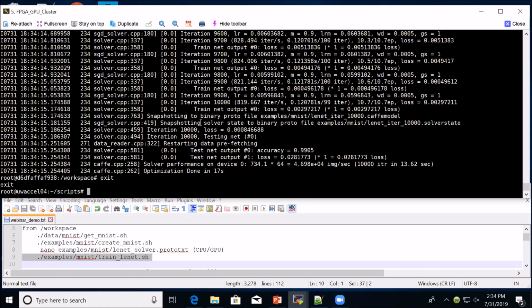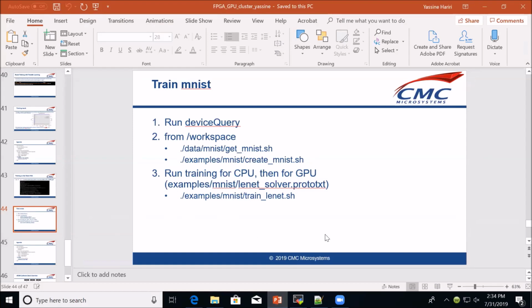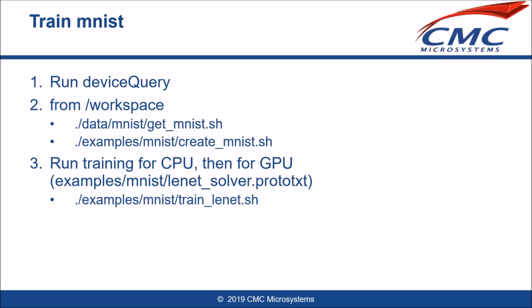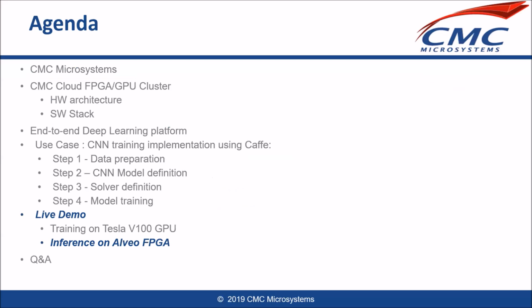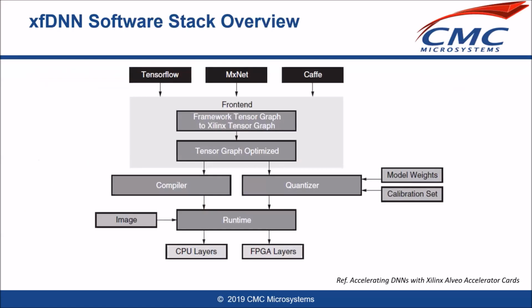But before going to the FPGA part, I will go back to the presentation and just summarize what we're going to do. So for the inference on the Alveo, I have just one slide here to show the flow that Xilinx made available in order to do inference on their Alveo FPGA. They support TensorFlow, MXNet, Caffe. They have a container for that. And there is a very important step to understand here, which is that the FPGA requires quantization.